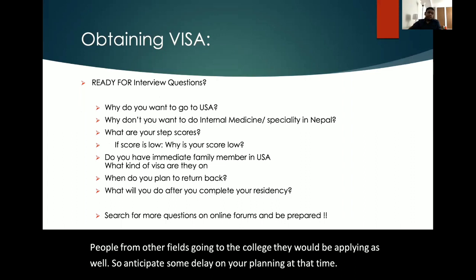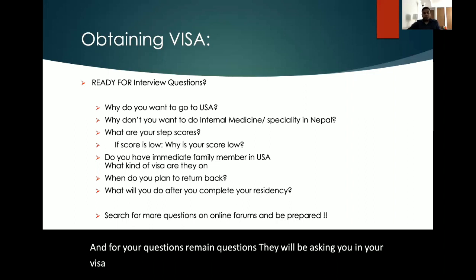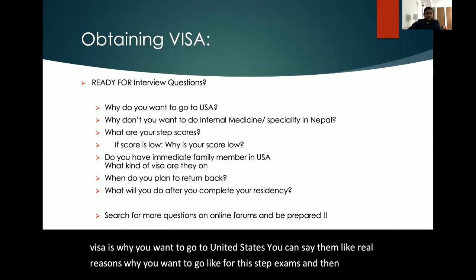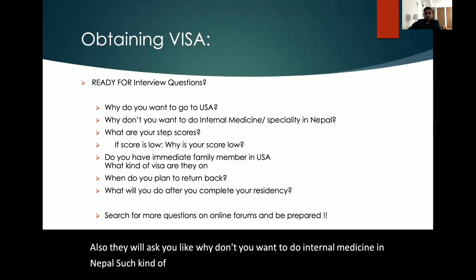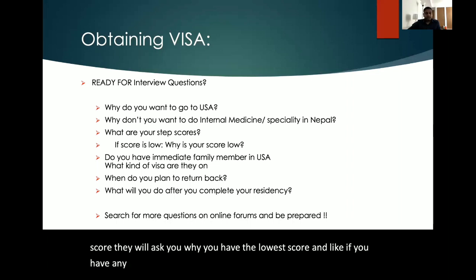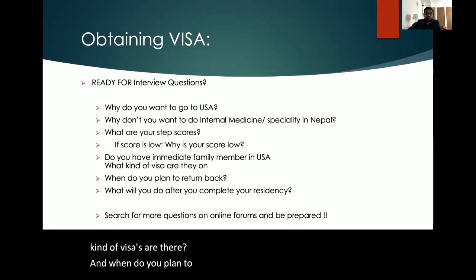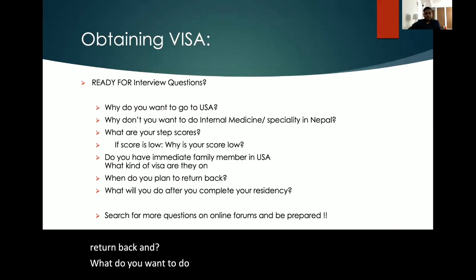And for your questions, the main question they would ask you in your visa interview is why you want to go to the United States. You can tell them your reasons, like your STEP exams. They will ask you why you don't want to do internal medicine in Nepal, such kinds of questions. What are your STEP scores? If you have a low score, they will ask why. If you have any immediate family members in the USA, what kind of visas are they on? When do you plan to return? What plans have you made to return? And what do you want to do after you have completed the residency?